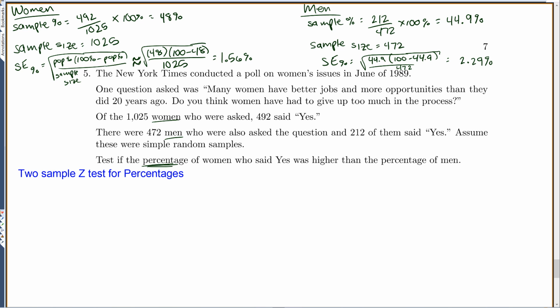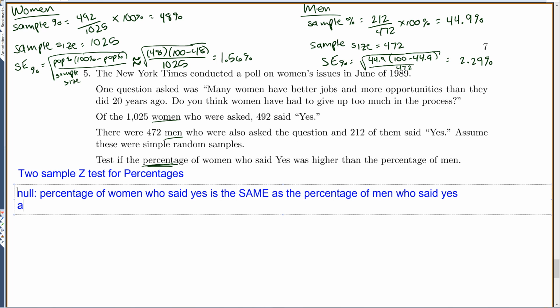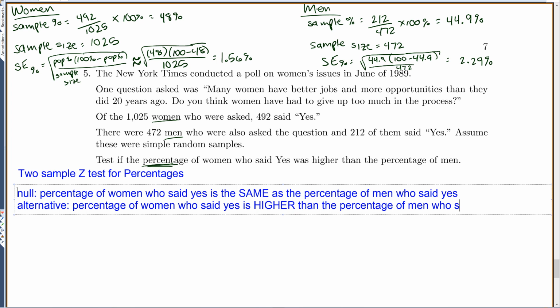So that's a lot of my preliminary work, really just writing down what they gave me and then finding the standard error. Now we can come back to our steps. We need a null hypothesis. So the null would be that the percentage of women who said yes is the same as the percentage of men who said yes. The alternative is they think there are probably more women who said yes. So the percentage of women who said yes is higher than the percentage of men who said yes.